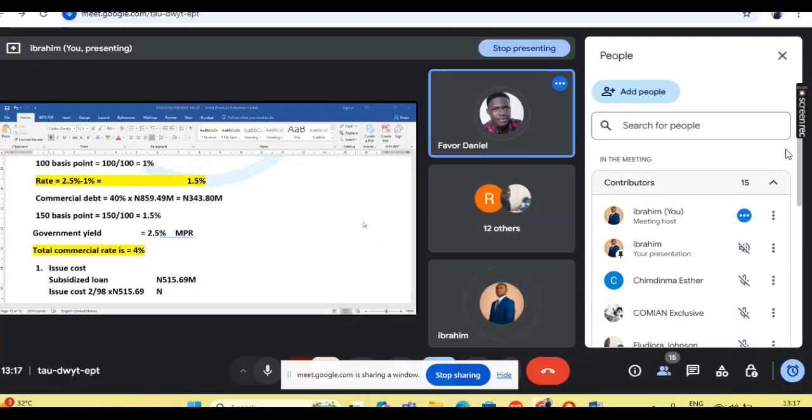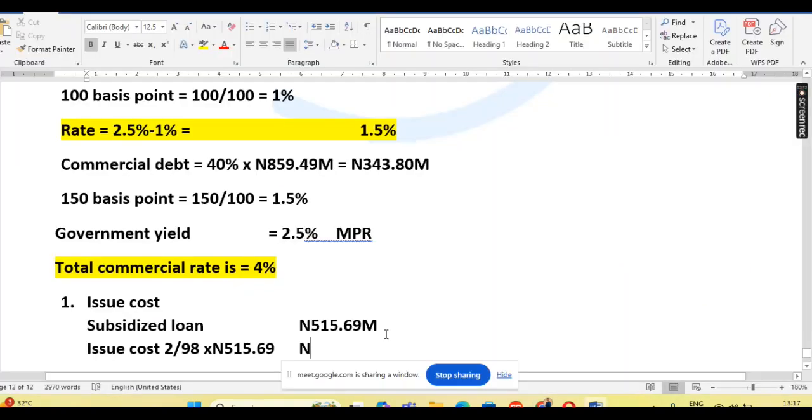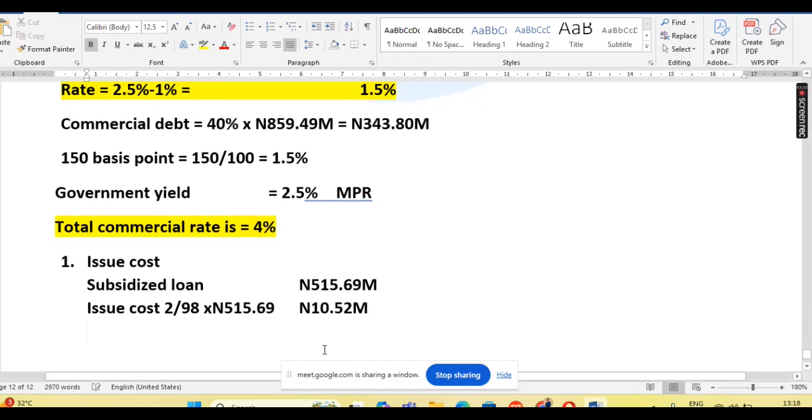10.5 million. 10 point what? 10.52. There should be a decimal point since we have 10.52. Thank you. So what is the gross amount? 526.21. Okay, that's fine. This is the gross amount.